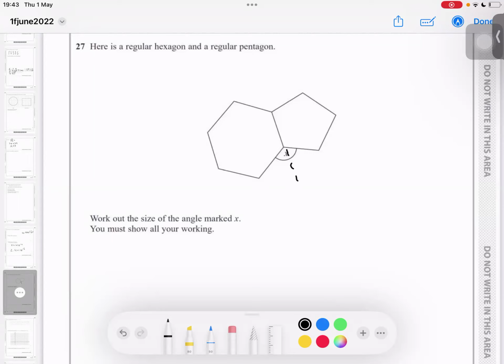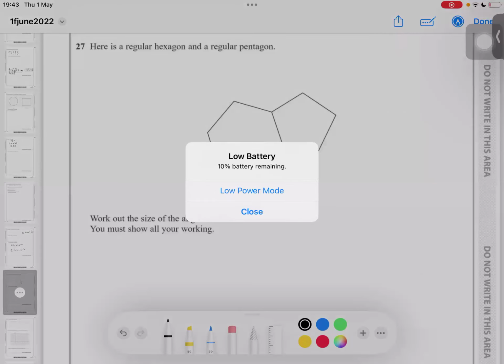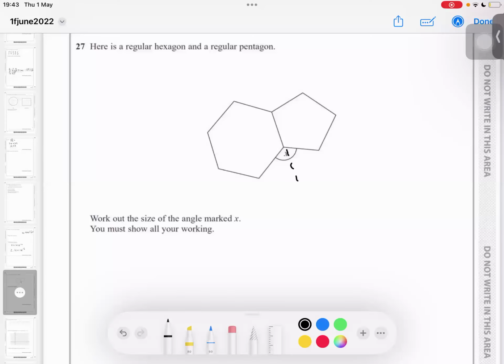So we've established the left-hand side of x. Let's establish the right-hand side of x. The right-hand side of x is the pentagon. That's a 5-sided shape. So we're going to be dividing 360 by 5 to get the value of 1.